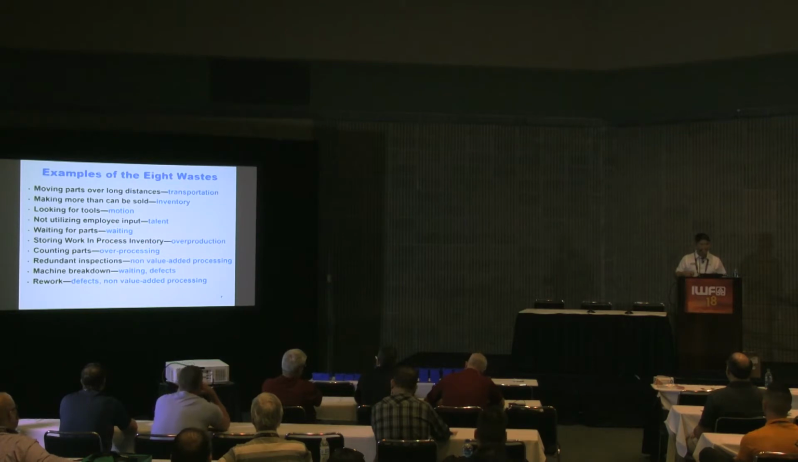Waiting for parts. Machine could be down because you're waiting on a previous preceding step, right? So you're not getting the full utilization out of other equipment, right? Storing work in process inventory, overproduction, counting parts, recounting, redundant inspections, double check, triple check.